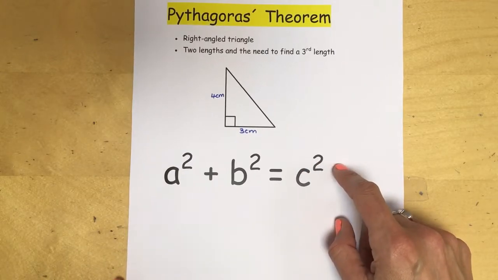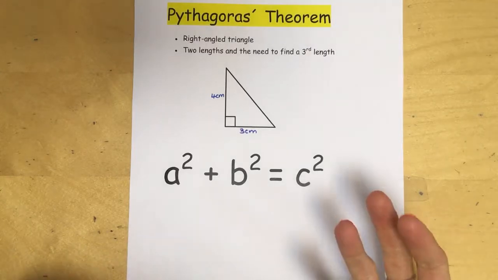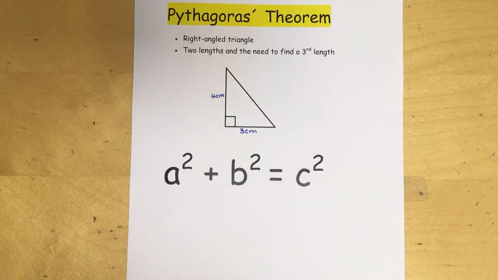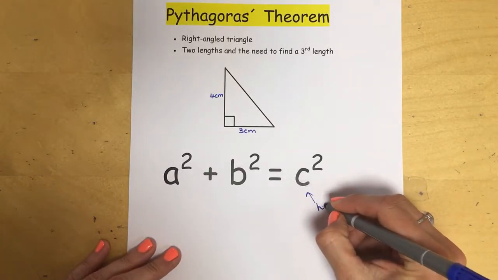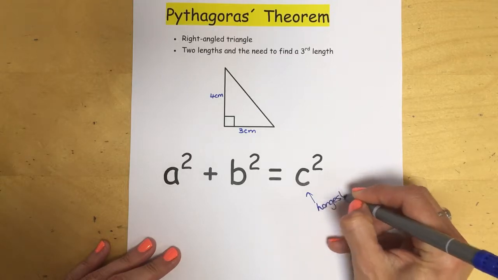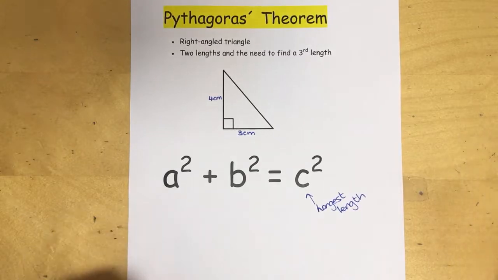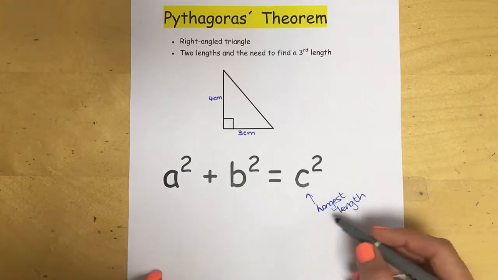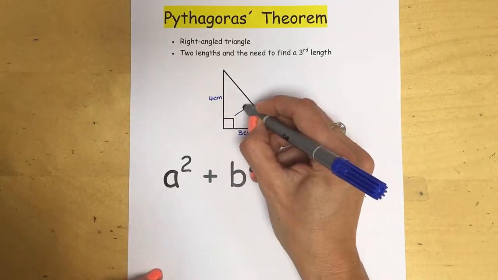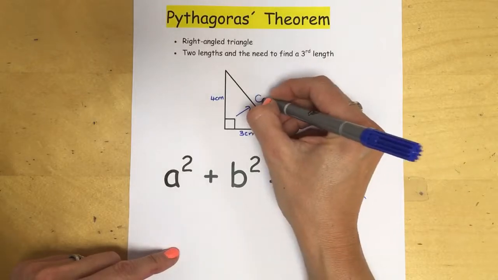Now, when you are looking at a question that you've decided involves Pythagoras, then the first thing you've got to do is label the longest length, which we call the c squared. So this is the longest length, normally called the hypotenuse, but we'll talk about that more when we're looking at trigonometry. So the longest length is always opposite the right angle. So I'm going to label this C.